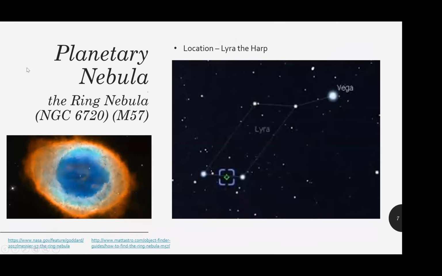So let's go on to the origins of nebula. I'm going to talk about 4 types today. And so the first type is what's called a planetary nebula. And here's an example of one. This is called the Ring Nebula.